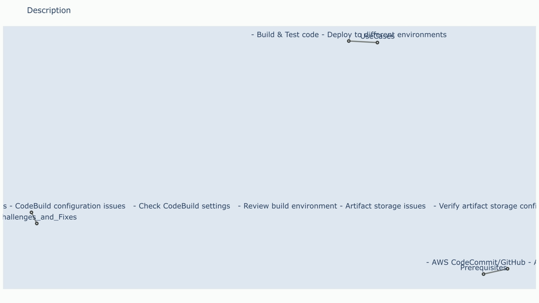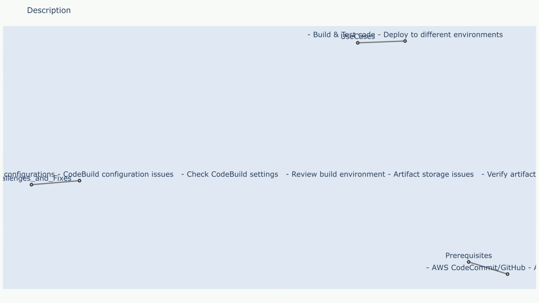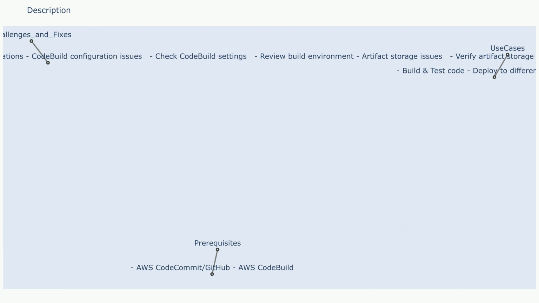YAML. Description: define build steps for CI/CD pipelines in AWS CodeBuild. Prerequisites: an AWS CodeCommit or GitHub repository containing the source code, and an AWS CodeBuild project configured to use the buildspec file.